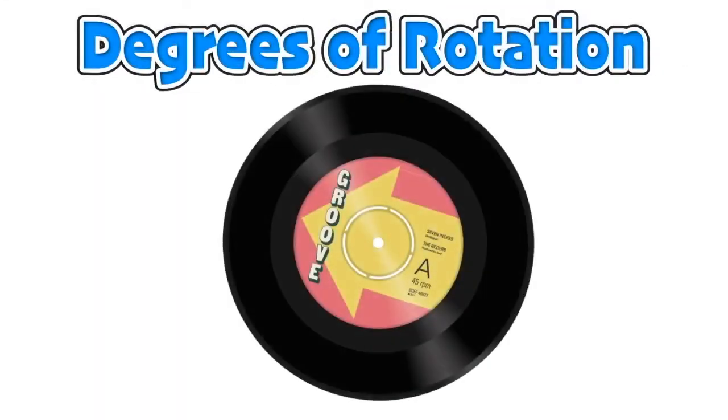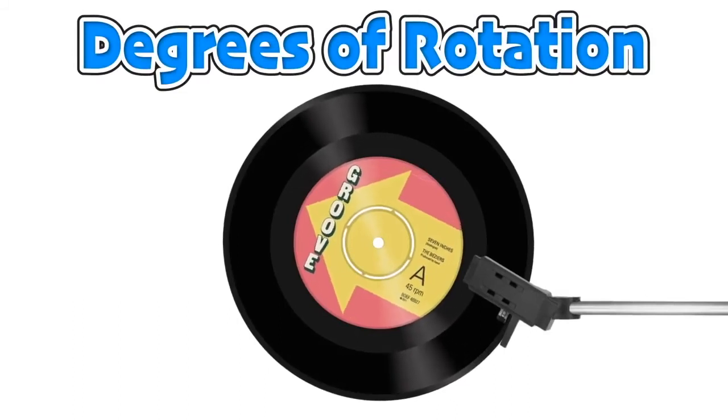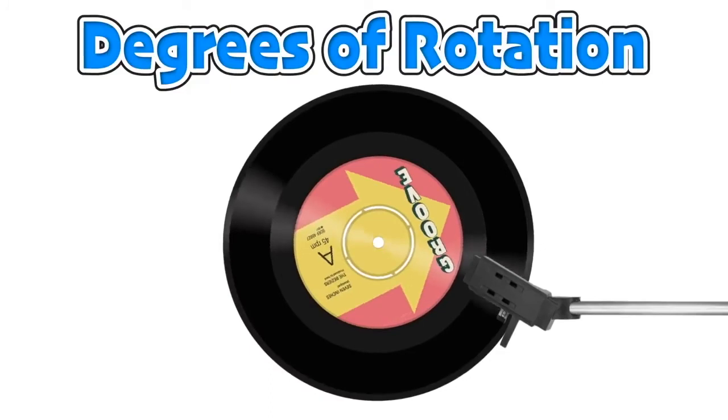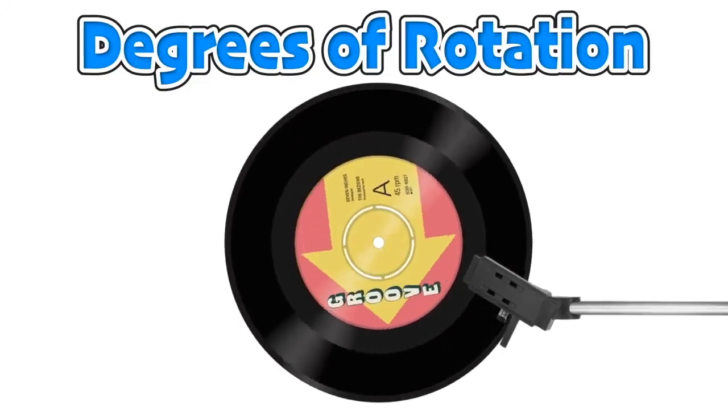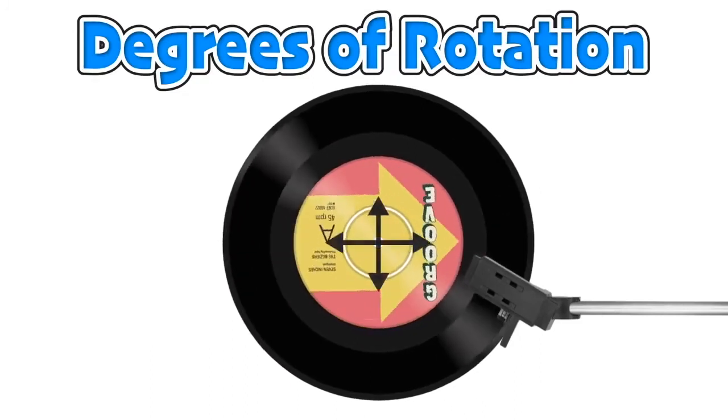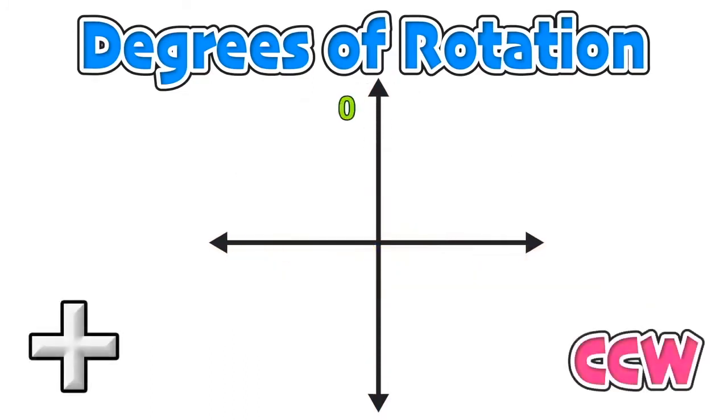Now, in addition to the direction of a rotation, either clockwise or counterclockwise, we are also going to reference rotations in terms of degrees. Just like this circular record, we're moving in a circular rotation, so our degrees are going to be between 0 and 360. Now, a positive degree of rotation is a counterclockwise movement.